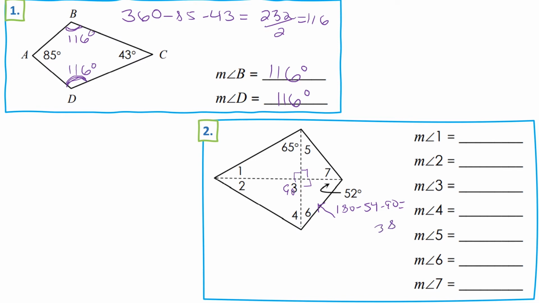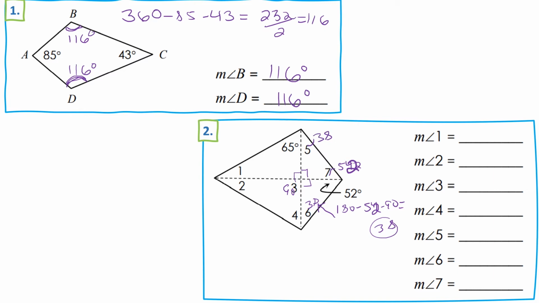So angle 6 would have to be 38. So angle 5 would also have to be 38 because this angle here would be 52 as well. Sorry, a little glitchy. Then I subtract 180 minus 52 minus 90, I get 38 as well.